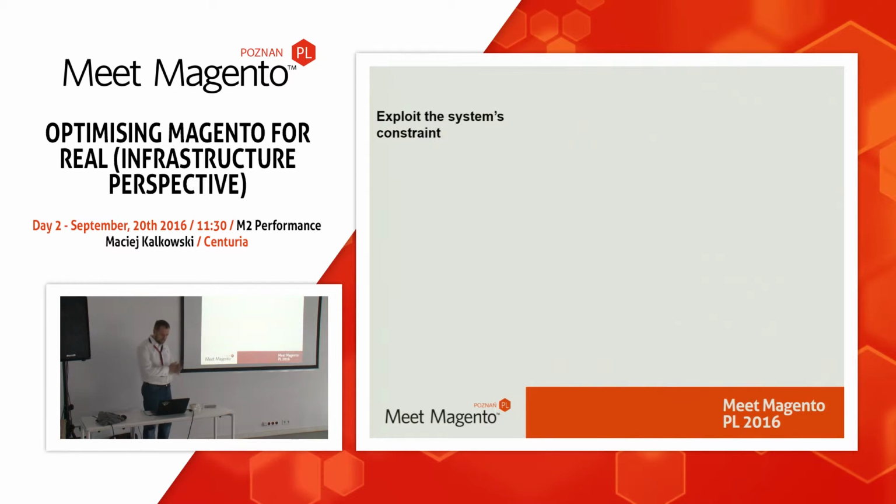So, we want to exploit the system constraints. What does the standard Magento developer or system engineer do when he wants to exploit something? He first analyzes this. In performance, we locate the bottleneck and expand the bottleneck. It's quite easy, right? With Magento.